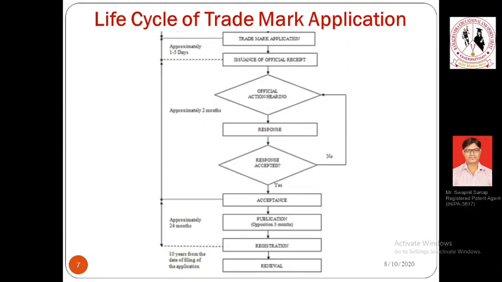Once the trademark application is made, immediately there is an issuance of an official receipt. This official receipt is basically a kind of trademark application number issued on that and a date on which you have filed. Earlier it used to take 1 to 5 working days for issuance, but nowadays everything happens very promptly. So immediately at the time of filing the trademark application, you are issued with an official receipt for the same.